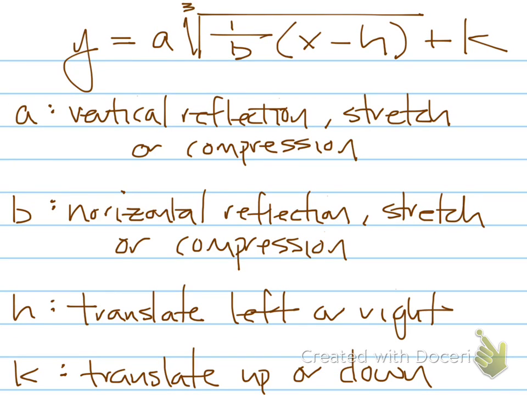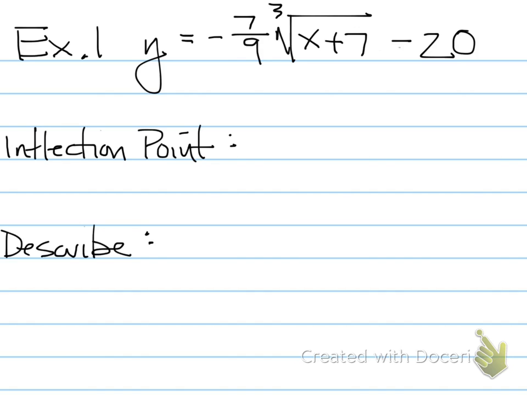Transformations are still the same as the last lesson, as well as a couple of units ago when we looked at the transformation of quadratic and cubic functions. And then the inflection point we get from h and k. H is negative 7, k is negative 20. Let's do a quick sketch of the graph.